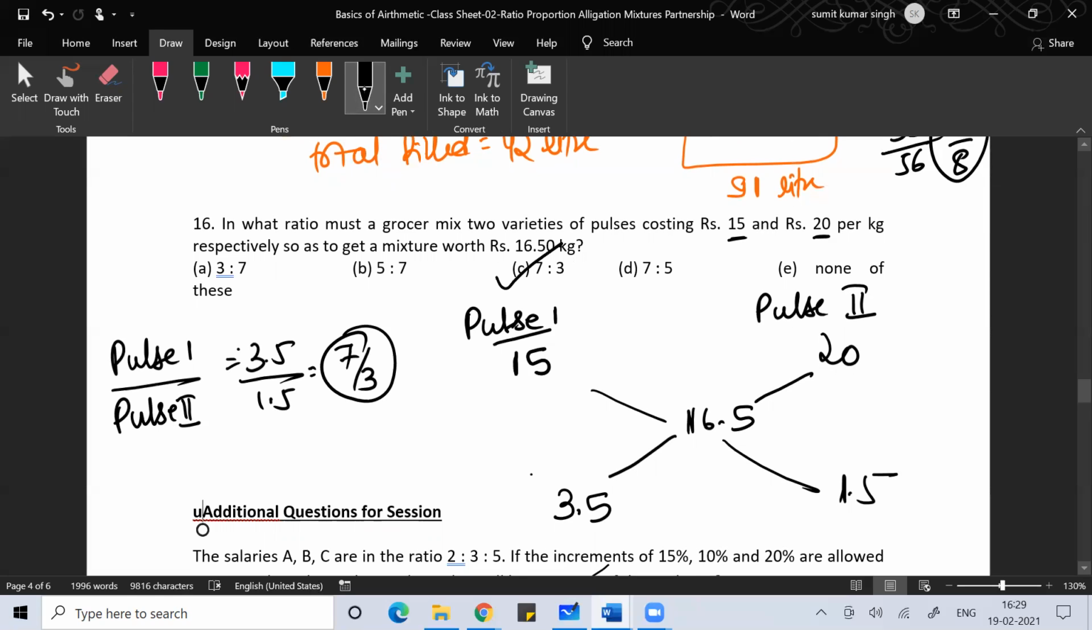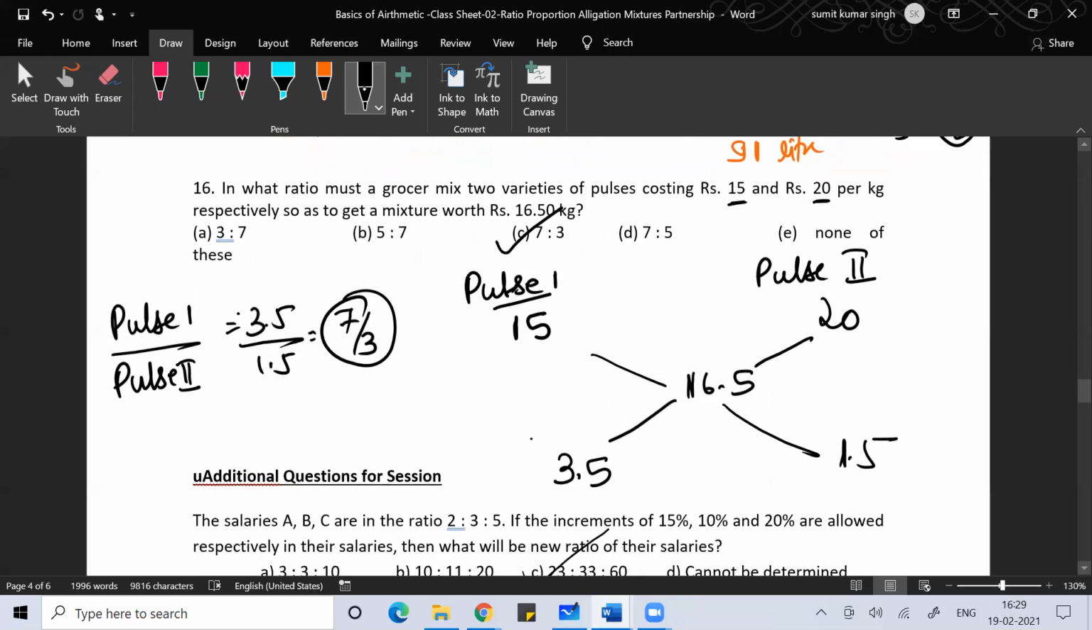So this alligation mixture question you can do like this very easily. I hope you understood this.